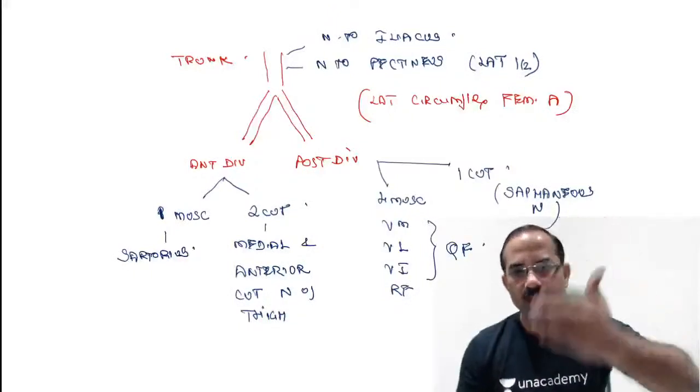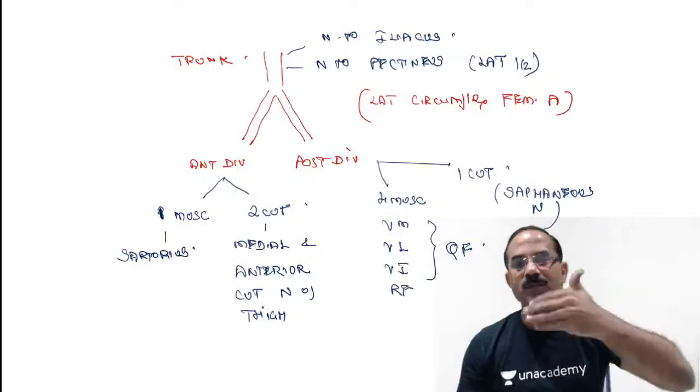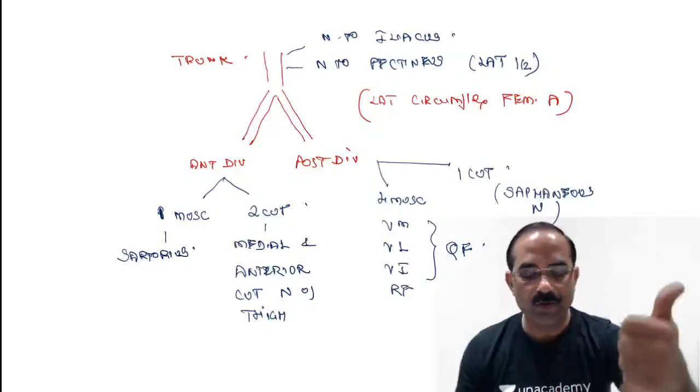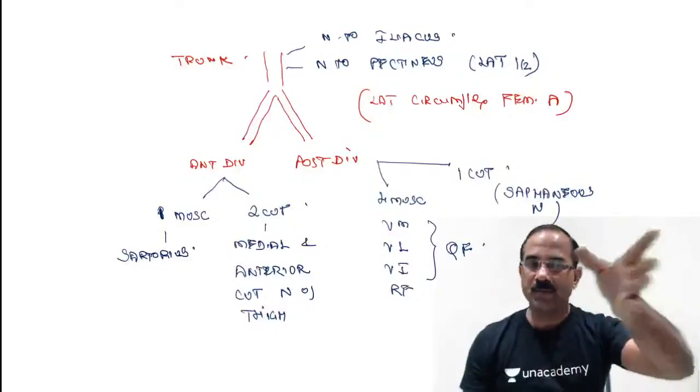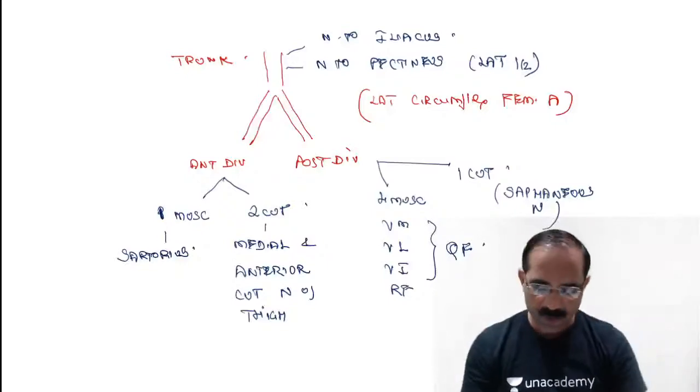And there's a posterior cutaneous nerve of thigh, and this posterior cutaneous nerve of the thigh is a branch of the sacral plexus. Remember, posterior cutaneous nerve of thigh is a branch of the sacral plexus.